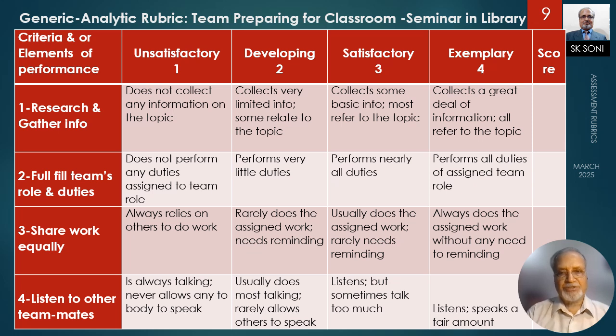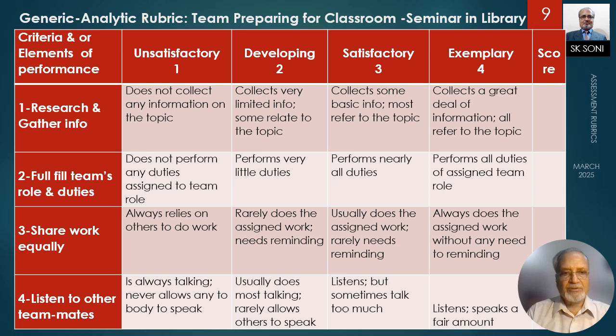The rating scale has 5 columns: 1 mark for unsatisfactory, 2 marks for developing, 3 marks for satisfactory, and 4 marks for exemplary performance. And the score, what is the score? It has to be recorded in the last column. So you can just read.